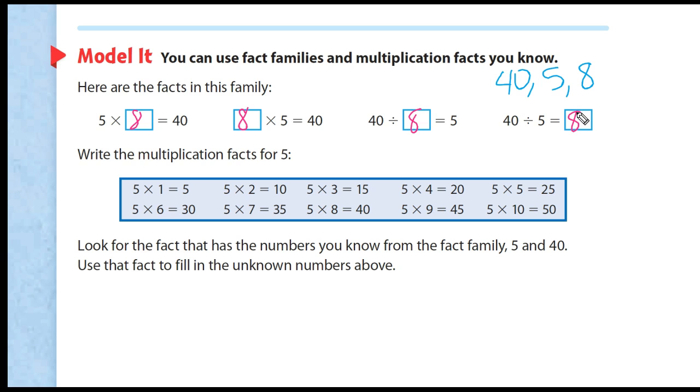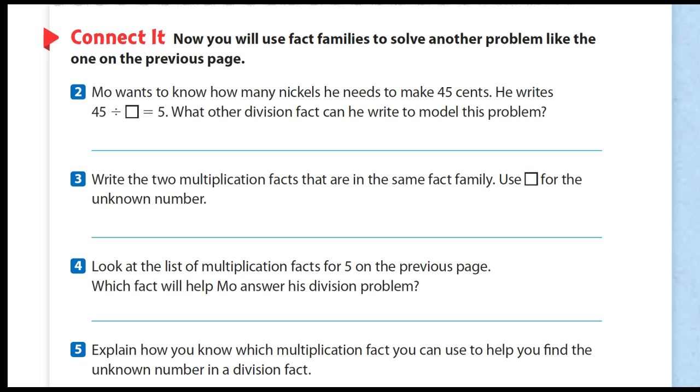Write the related facts for 5. Look for the fact that has the numbers you know from the fact family, 5 and 40. Okay, well, I know this one. Use the fact to fill in the unknown numbers above, which we did already. Okay, so here it's next.